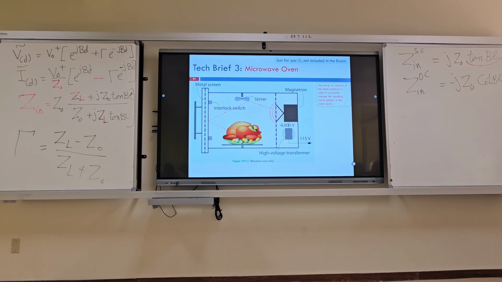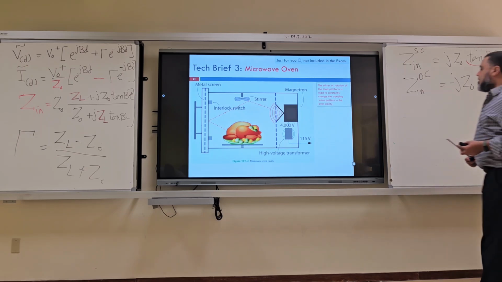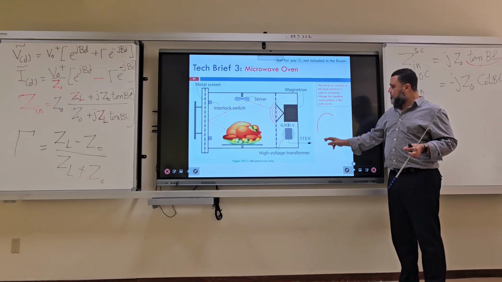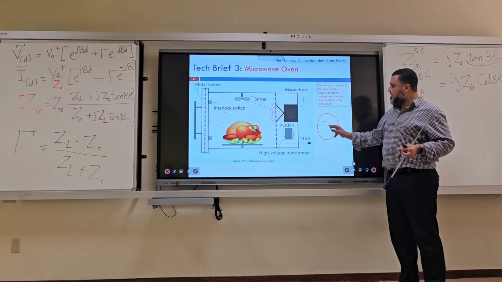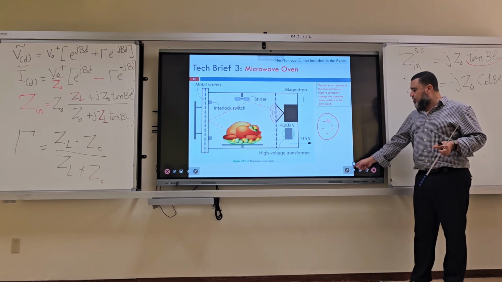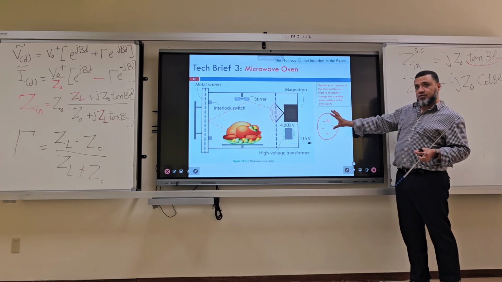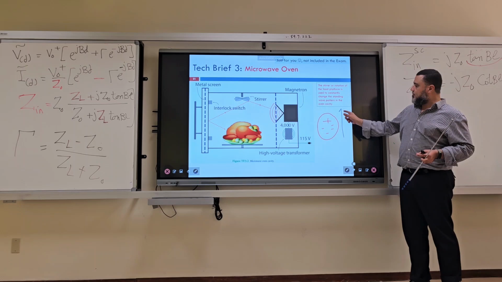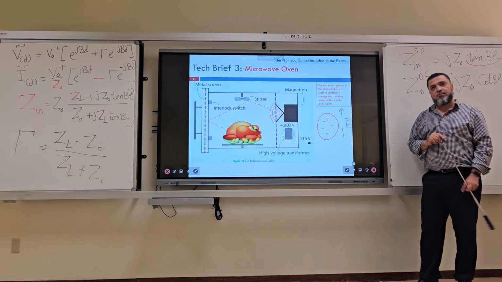it emits standing waves, and the evidence for that is, if you put food, there are certain areas that get hot, whereas other areas do not get hot. Thus, we have a rotating plate on the bottom. You remember when we spoke about the electric dipole, if you have an atom, the atom has a nucleus and some electrons, right? And then you apply an electric field. What's going to happen to this atom?